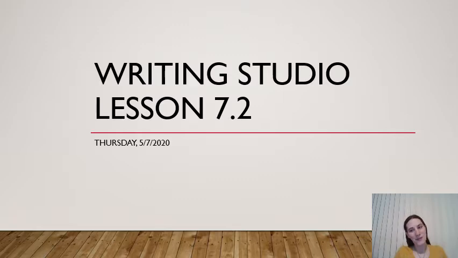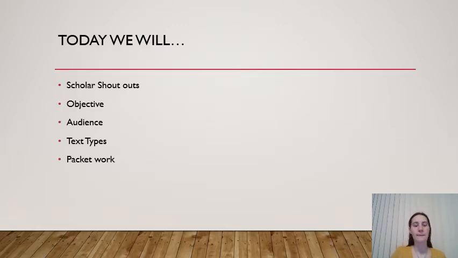All right, so without further ado, Writing Studio Lesson 7.2. Here we go. I have some quick shout outs, of course, and then I'll go over the objective. We'll review audience, we'll review types of text, we'll go in a little bit more detail about types of text, and then I'll walk you through your packet work. It's going to be a little bit of a shorter lesson today.